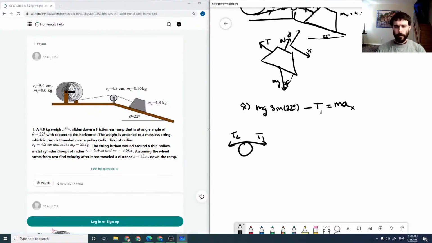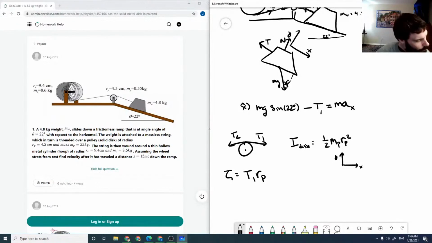First of all, we've got some torques. Our moment of inertia for a disk is 1/2 its mass times its radius squared. So our torque 1 is going to be T1 R pulley. Now the direction is going to be by the right-hand rule. Since we've got our x-axis going this way and our y-axis going this way, I want to make sure I don't mess this up, this will be a negative torque.